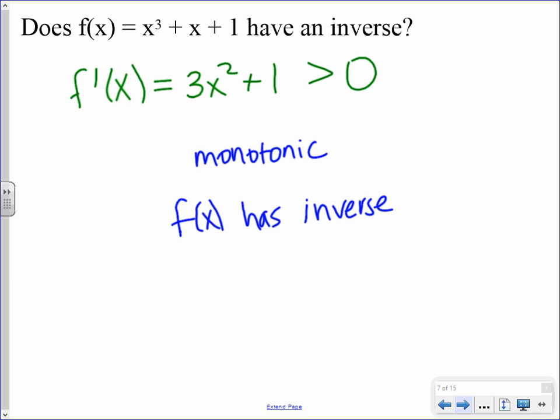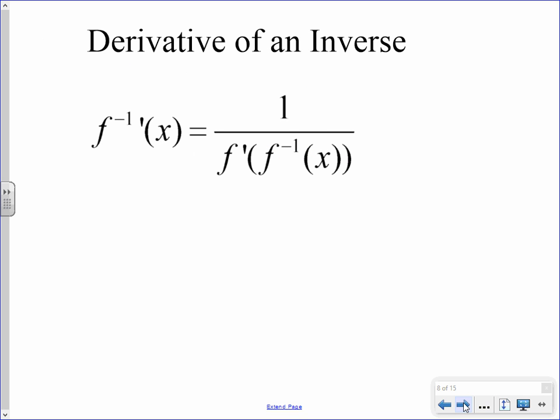Okay. So now for the fun stuff. The derivative of an inverse. This is what's most important about today. Write it down. You know that pop quiz I gave you the other day? I could throw this on there. This is a rule you need to know. So we need to remember all those formulas.